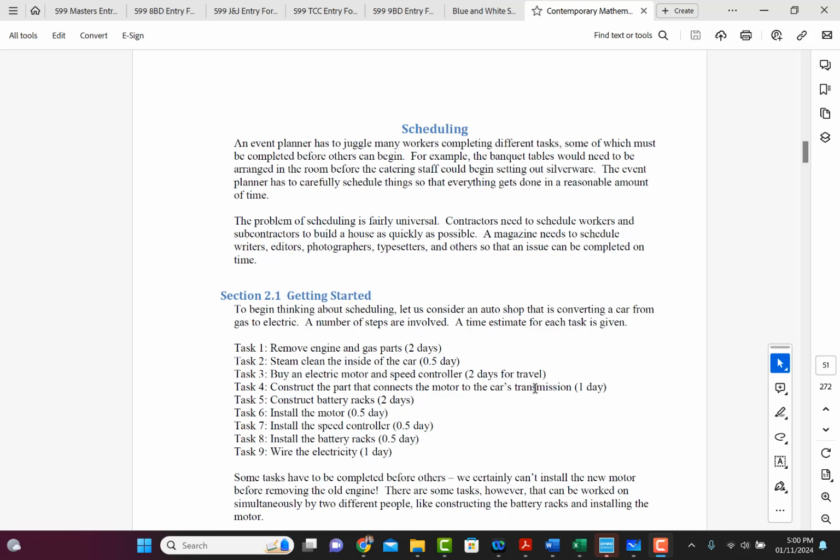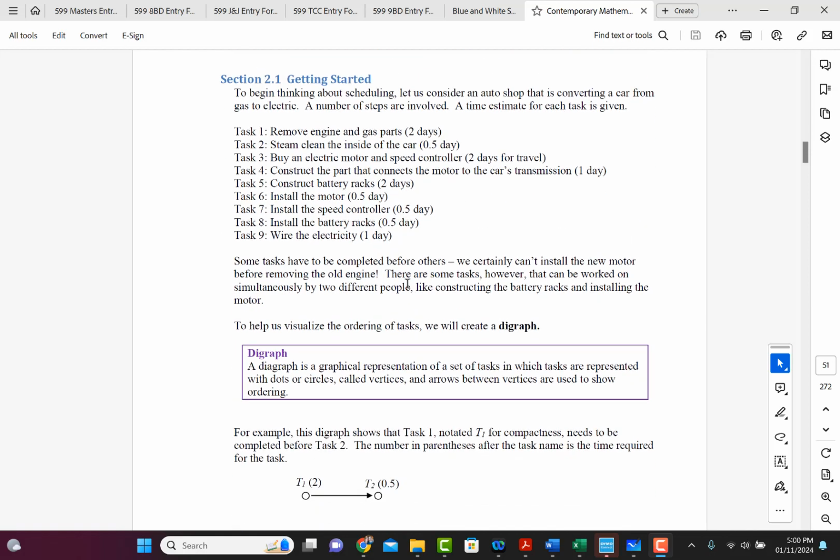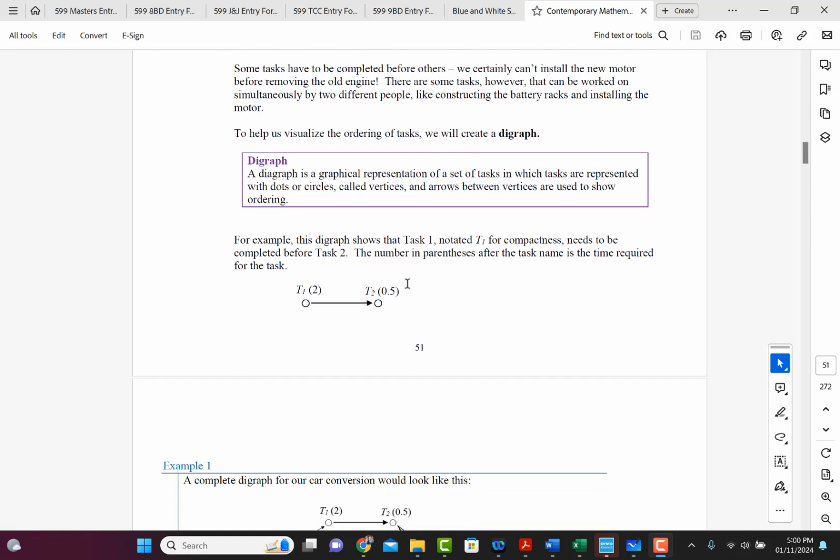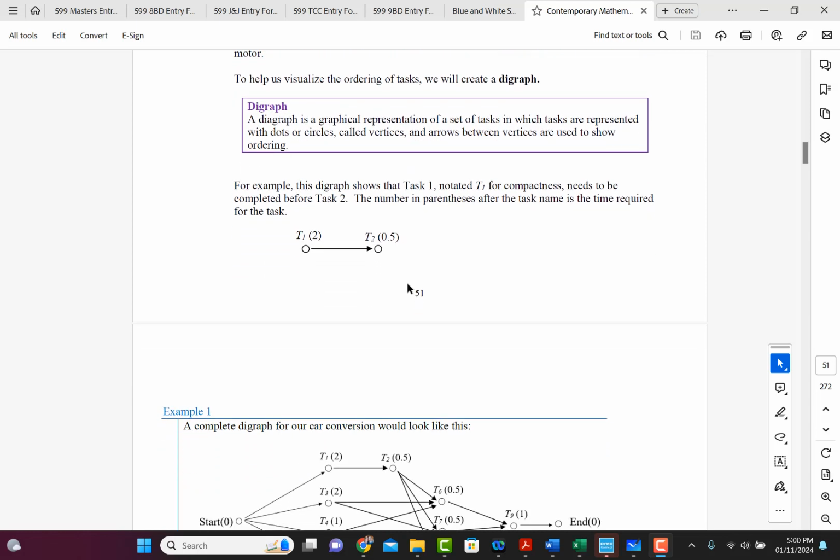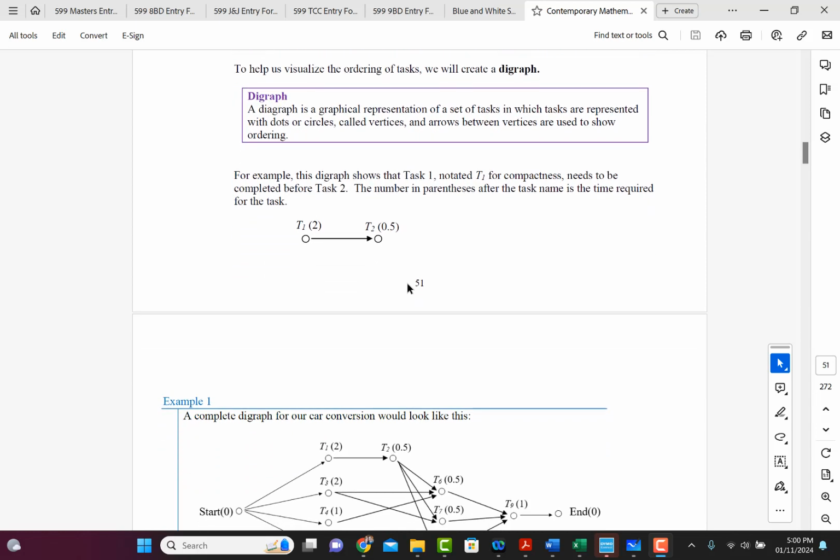Now, as far as introducing symbolism and how we would write this, let's introduce what a digraph is. Okay, so we're going to create a digraph. A digraph, by definition, is a graphical representation of a set of tasks in which tasks are represented with dots or circles called vertices, and the arrows between the vertices are used to determine the order, right?